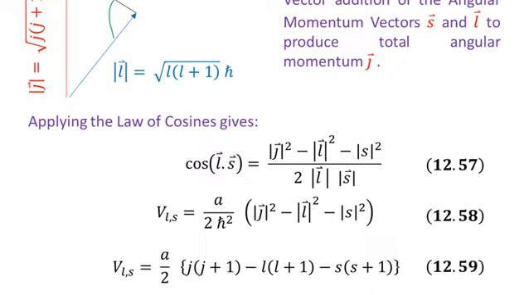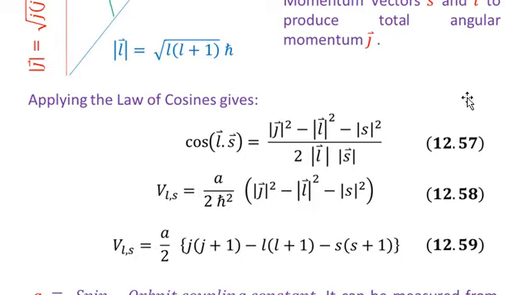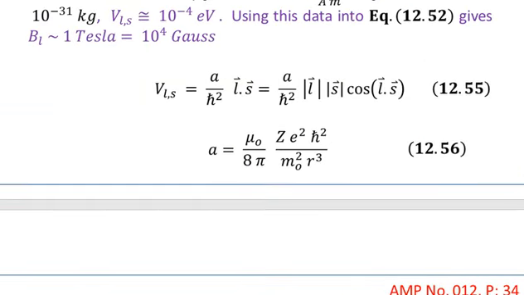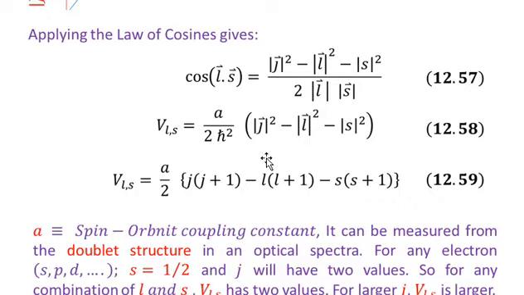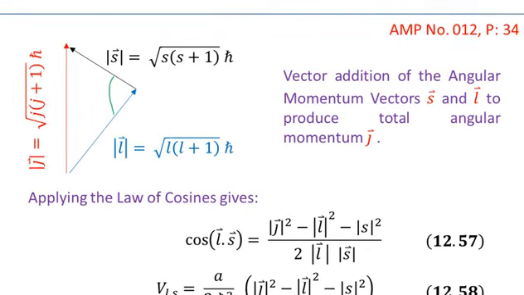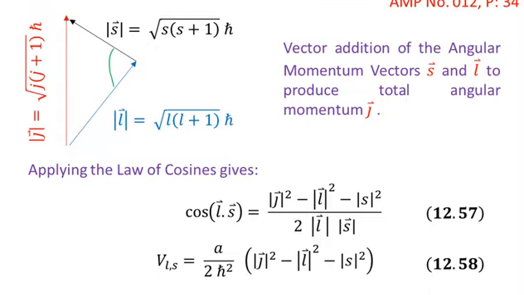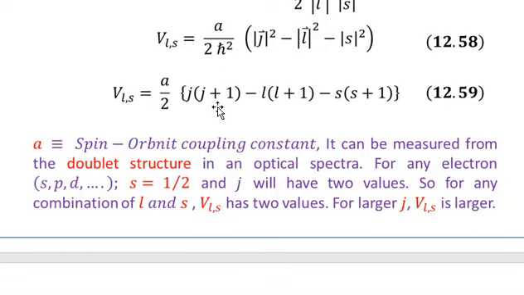So you can simply write this quantity by substituting the value of cos of L dot S in the previous equation, that is in equation number 55. If you substitute the value of cos of L dot S that I have calculated in equation number 12.57, you will obtain this relationship: V_LS is equal to A over 2 h bar square, and within the parentheses you have J mod square minus L mod square minus S mod square. And if you substitute the magnitudes shown in this figure, replacing these by their actual values in terms of the quantum numbers, you have J into J plus 1 minus L into L plus 1 minus S into S plus 1, and I have taken h bar square outside, which cancelled out the h bar square present in the denominator of equation number 58.